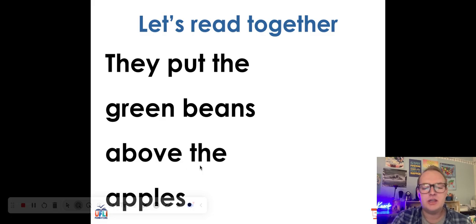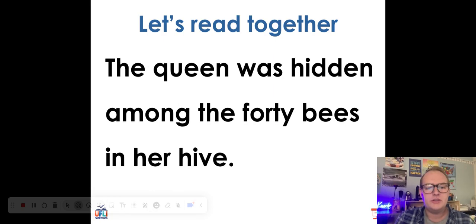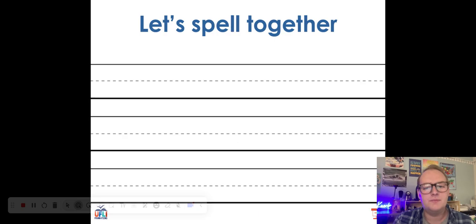They put the green beans above the apples. Will you read it fluently with me? It's, they put the green beans above the apples. Good. I'm going to let you read this one by yourself really quick. The queen was hidden among the bees in her hive. Good. Okay, will you please spell this sentence for me?